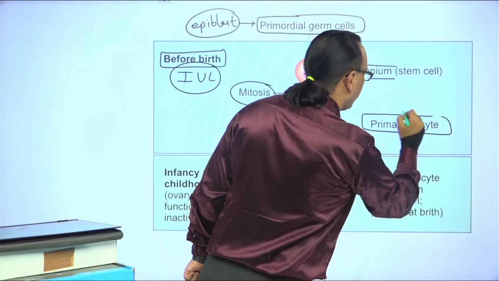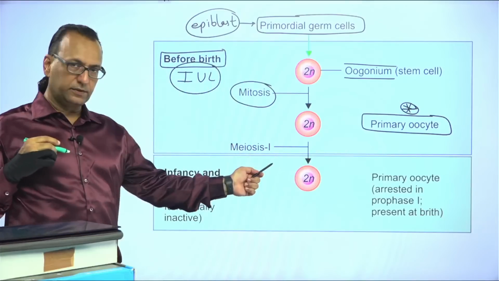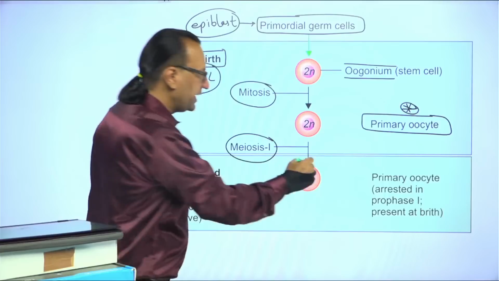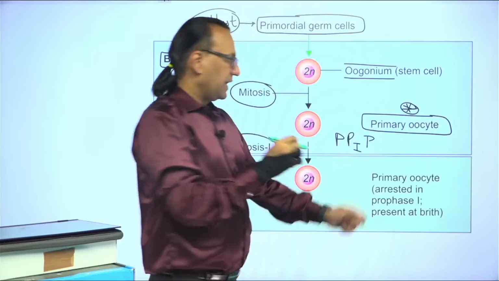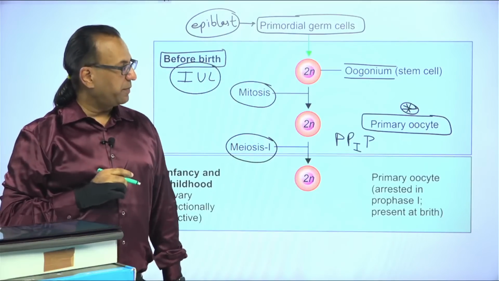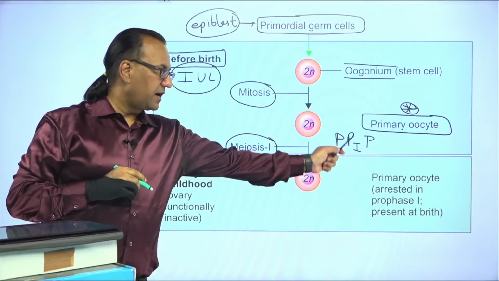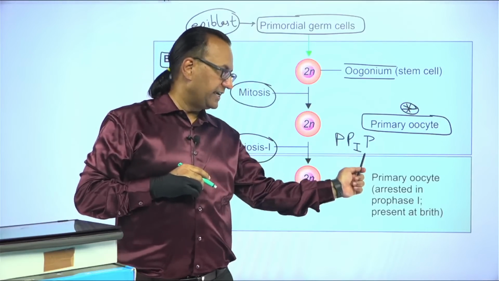Once we have got the primary oocyte, then begins the process of meiosis 1. And you can remember one mnemonic. Your mnemonic is PP1P. Now, what is this? The extension of this mnemonic PP1P? The primary oocyte is arrested in prophase 1 until puberty is achieved.